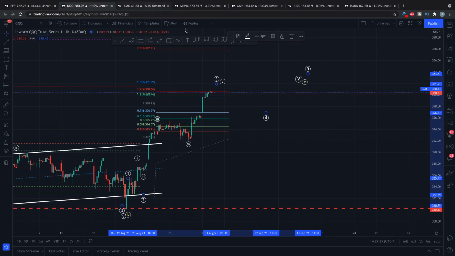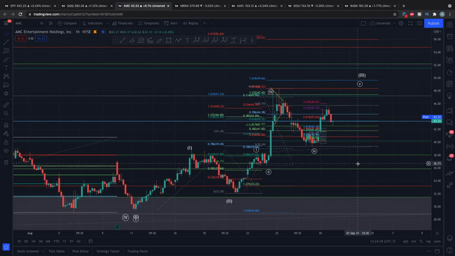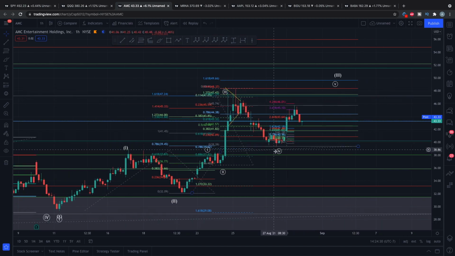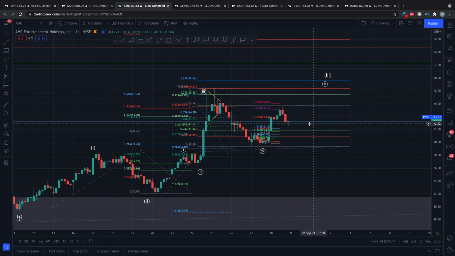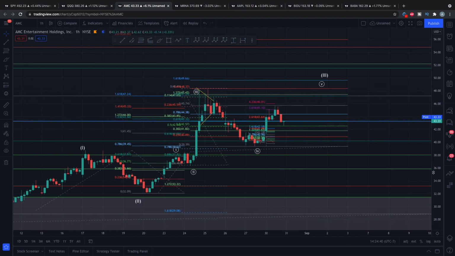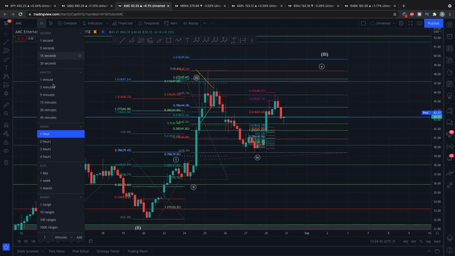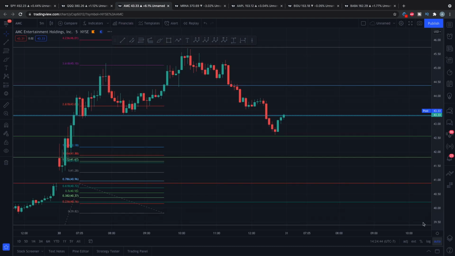So next we'll go to AMC. So AMC actually, we did get a nice push to the upside today. So we've been looking for that wave 5 of 3, and we did get that exactly. So I think at one point we were up 10%. And we've pulled back a little bit from that extension zone right here. So I want to zoom in a little bit on that price action today. So we'll go to the 5-minute chart.